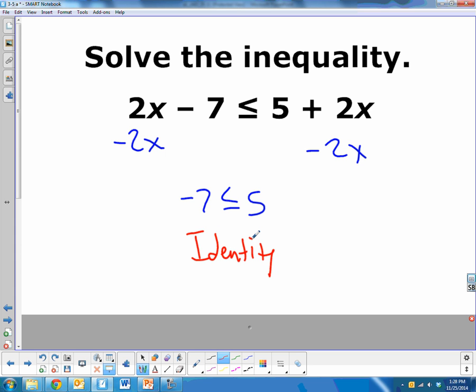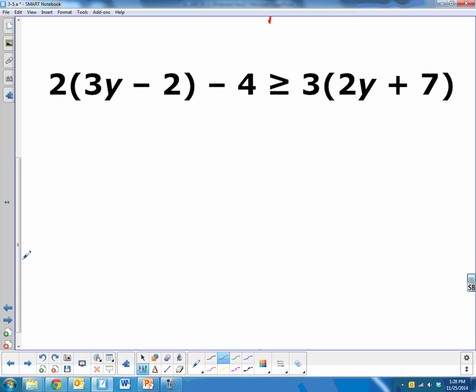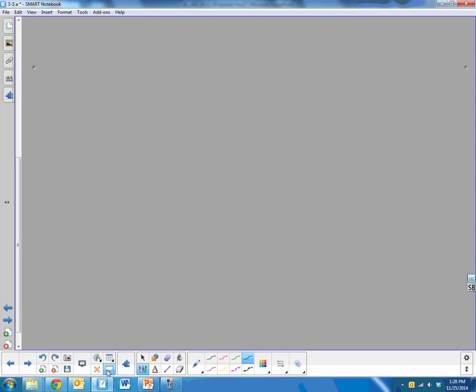Because no matter what value we choose for x, this will always work. Let's try the next one here. In fact, why don't you try the next one? Pause it, try this one on your own. Okay, so I mentioned before that whole dividing both sides to get the variable by itself without distributing.